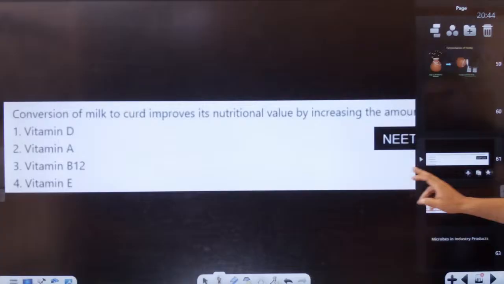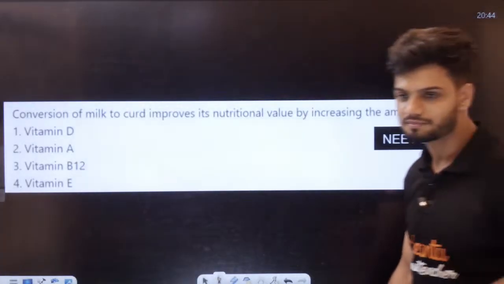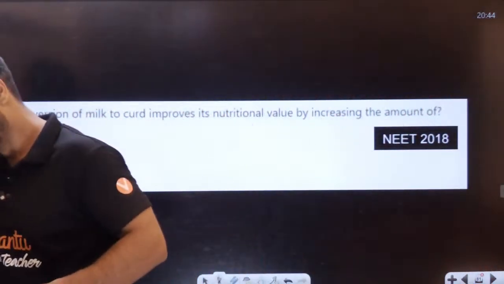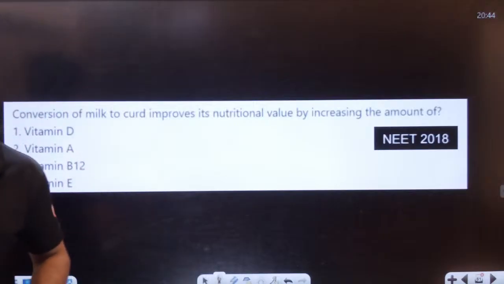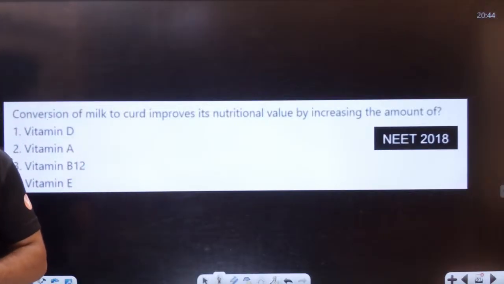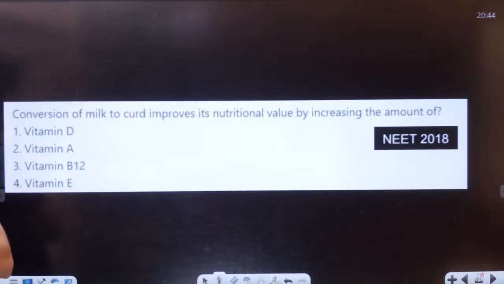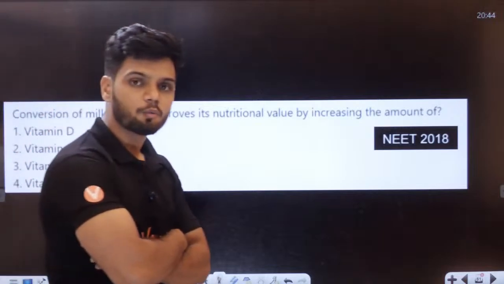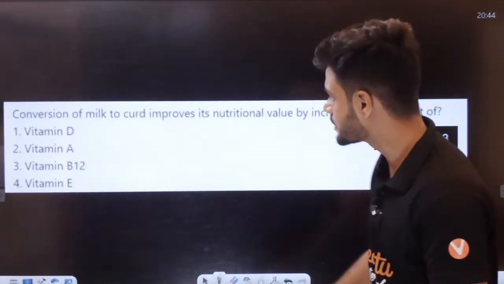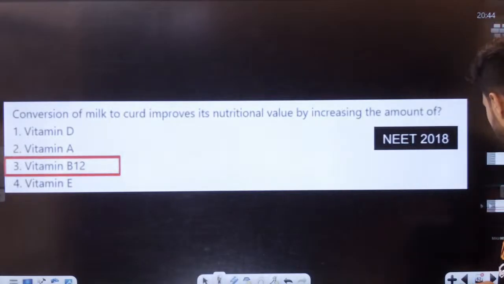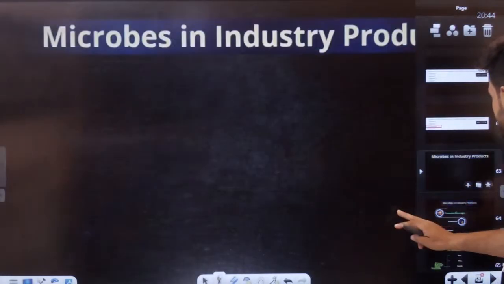Students, here is a question. I want who can solve this question. Toddy. Bread lover, huh? Nice, students. So I'm a cheese lover. Let me show you what is the answer. Conversion of milk into curd improves its nutrition value by increasing the amount of vitamin B12. Yes or no, students? Vitamin B12.